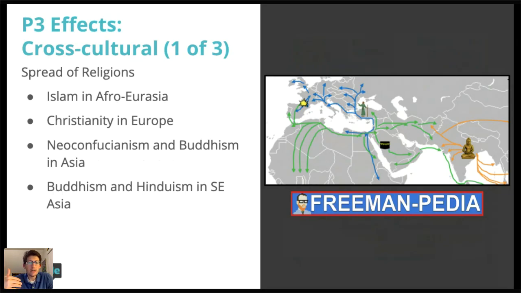We also see from China to Southeast Asia to Korea and Japan, the spread of Neo-Confucianism, which it's tough to call that a religion, but it's certainly a kind of a cultural marker that spreads, right? It is a philosophy that spreads along trade networks, particularly those between China and its neighbors.